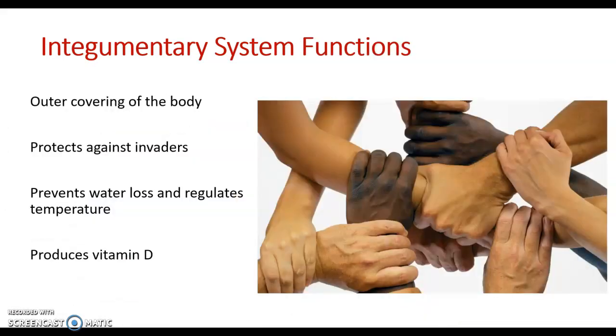The functions of the integumentary system. The primary function of our skin is to provide that physical barrier that keeps all of the parts in the body that we want to keep in and keeps external things from invading or damaging our internal structures. These could be things like bacteria or UV radiation.